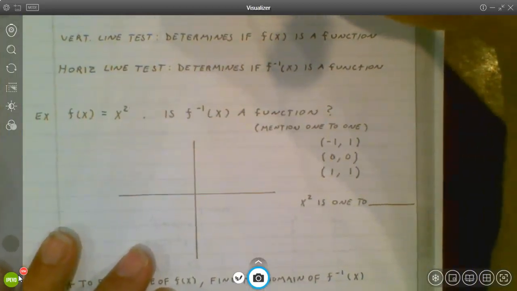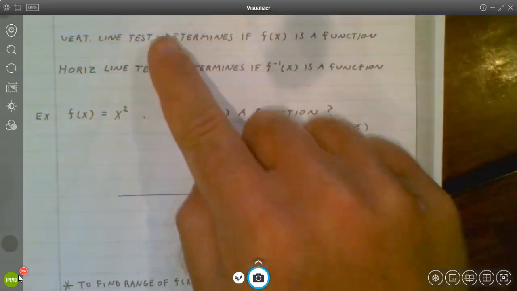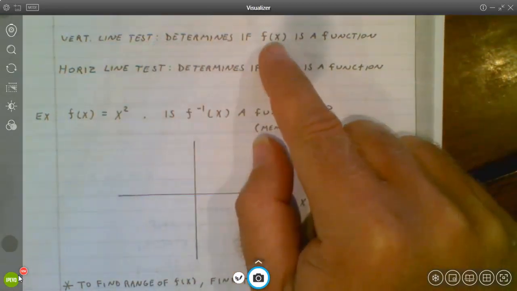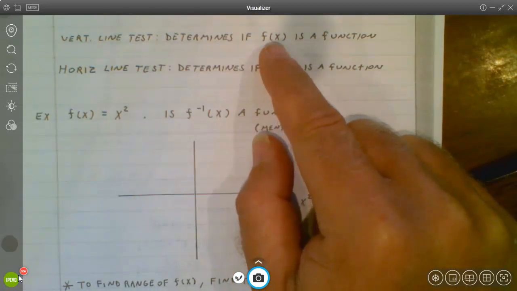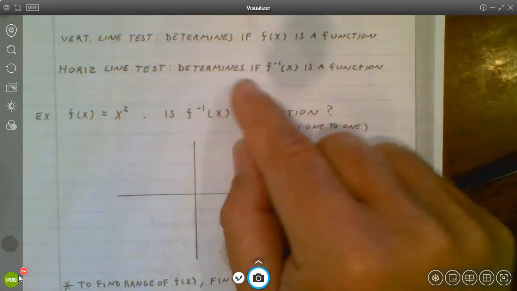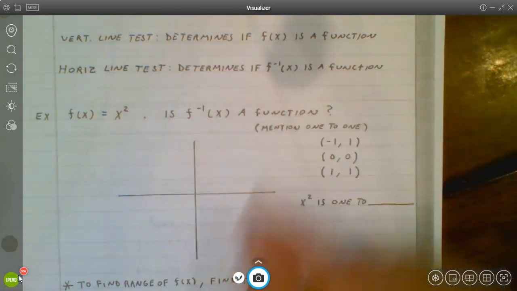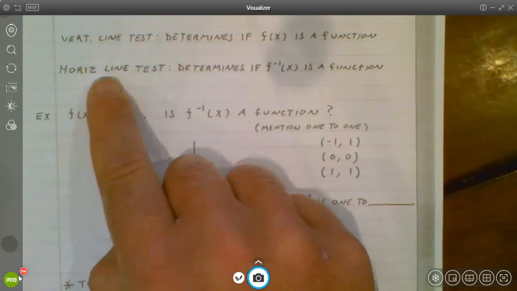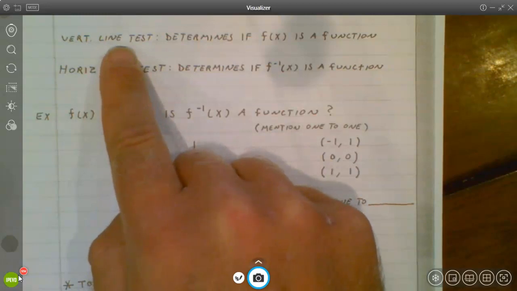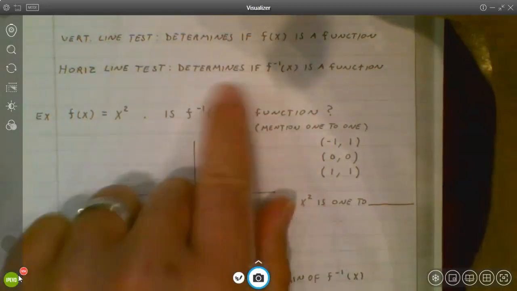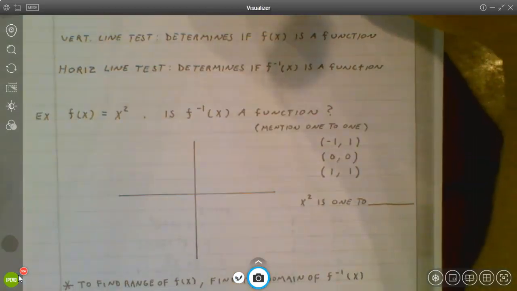Okay, so one thing we've talked about in the past is the vertical line test determines whether the original function or the original graph is a function. So the horizontal line test determines if the inverse is a function. So if they were to say determine whether the inverse is a function or not, we give it the horizontal line test the same way you would give a vertical line test to determine whether it's a function. So we're going to do that on this one. We'll show you here in just a second.